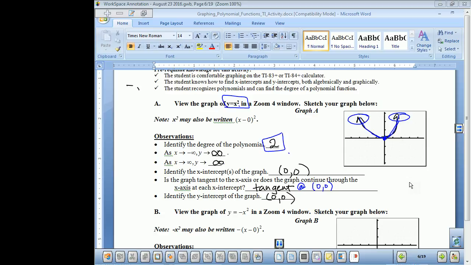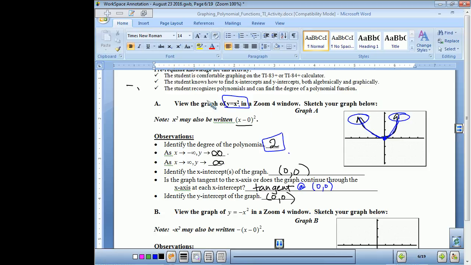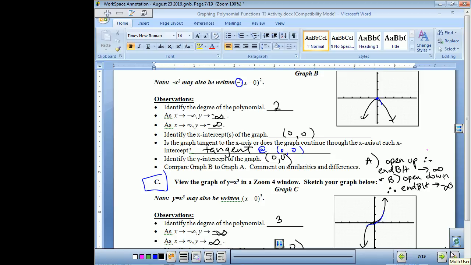It touches and bounces back. And yesterday we defined tangency as where it touches in one point and bounces back. So if the factor is raised to an even power, so this one only has one factor, right? X minus 0 squared. That is our only factor. So right here at 0, 0, it's going to touch and bounce back. Now, let's compare A and B. B gave you the exact same graph of A, except it was reflected over the x-axis. So, it still has an even degree, but there's a negative leading coefficient. So the ends of the graph are doing the same thing, but because the leading coefficient is negative, instead of going up, it's going down.